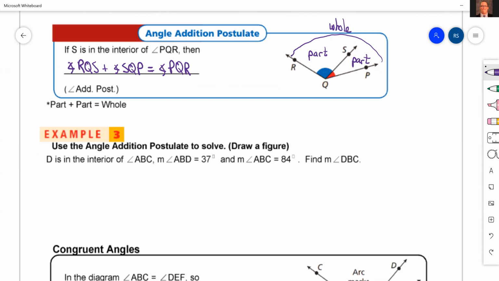Now it's really important that when you draw your angles, you pay attention to what it's telling you. So if we look at this example 3, it says D is in the interior of angle ABC. So we need to draw a picture just like I had y'all do yesterday.